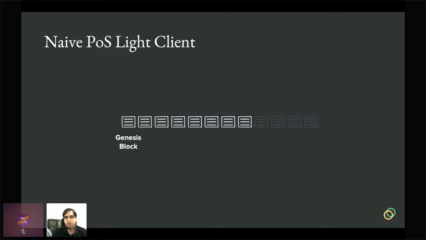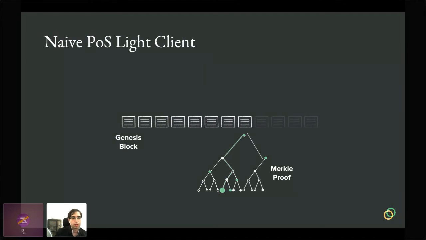So how would the light client for this kind of protocol look like? It's very simple. A light client would download the headers, starting from the Genesis block. So very similar to what you would do in SPV. And you could then make Merkle proofs or Merkle queries in order to know bits of data in the chain.